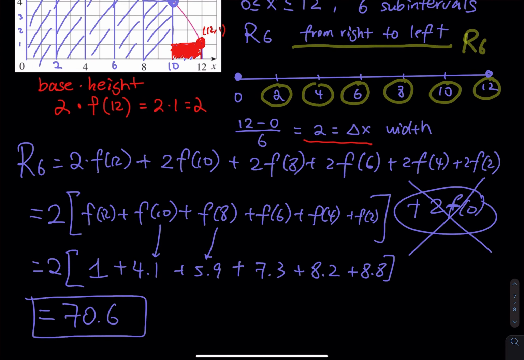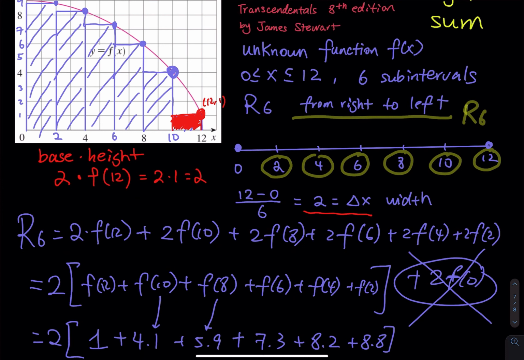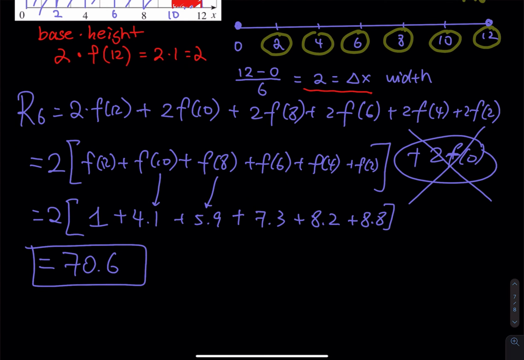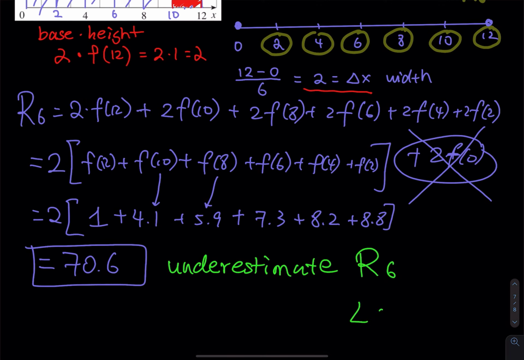Is this an underestimate or overestimate? If you take a look right now, for each box you do, you miss some area, right? So this one is an underestimate. And then this is right 6, right? What about left sum 6? Left sum 6, that would be the previous problem. You have 86.6, and that one is an overestimate. So for left sum, you have overestimate.